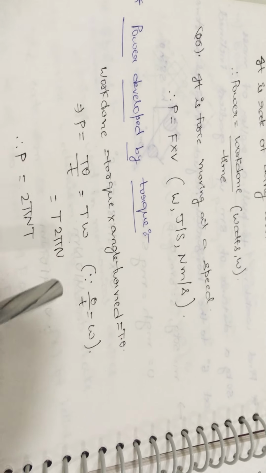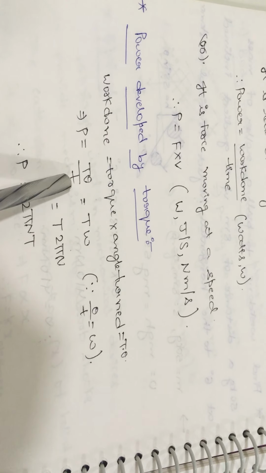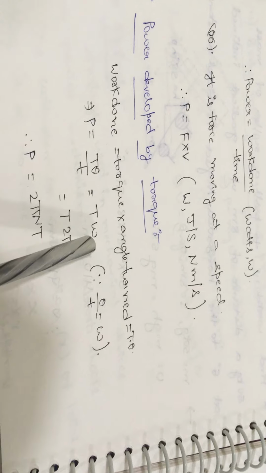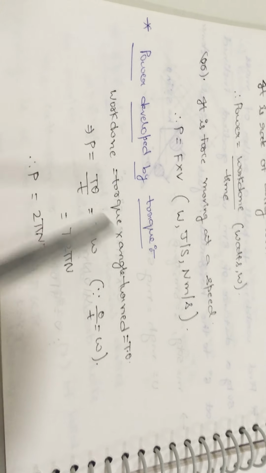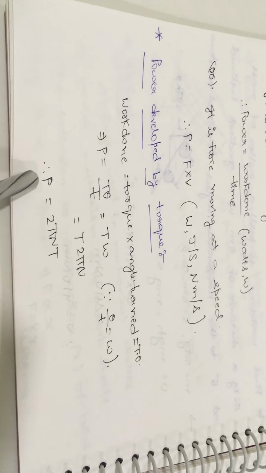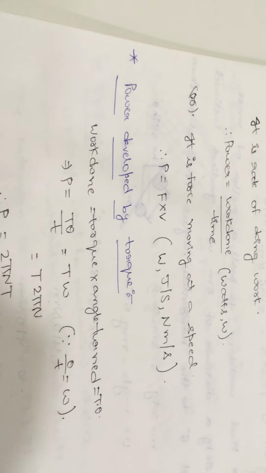And again we know that theta by t is nothing but angular velocity. So here in place of theta by t, you will get omega, angular velocity. And again we know that omega is equal to 2 pi n. So we will get the formula for the power from the torque concept like 2 pi n T. So this is one more formula to calculate the power. So these are the formulas and units for power.